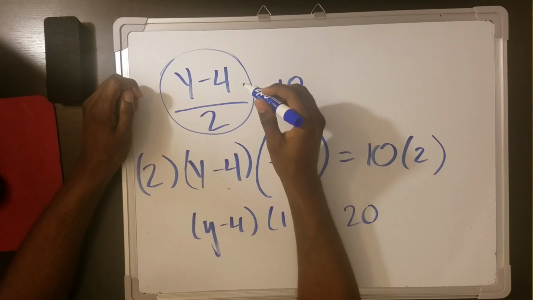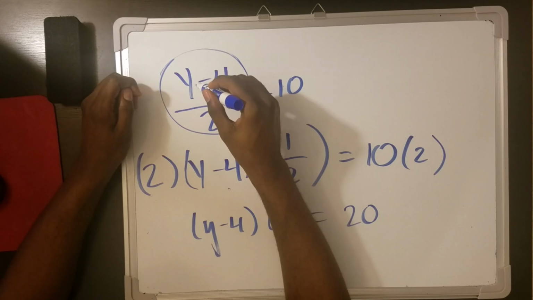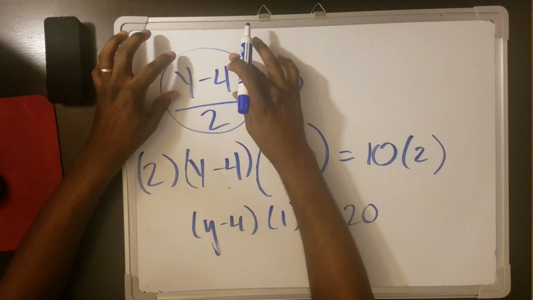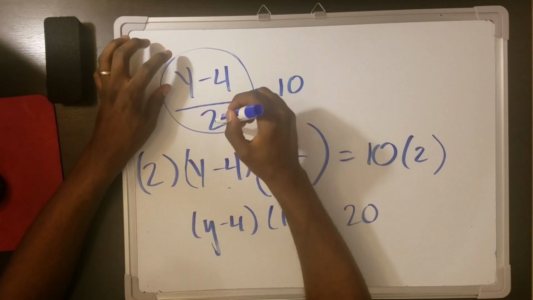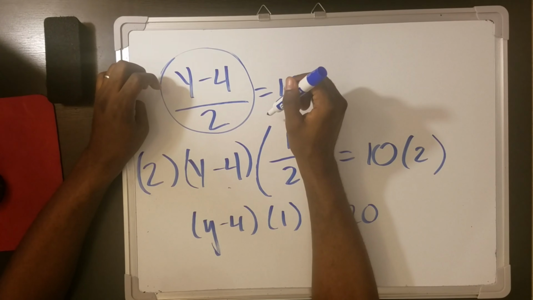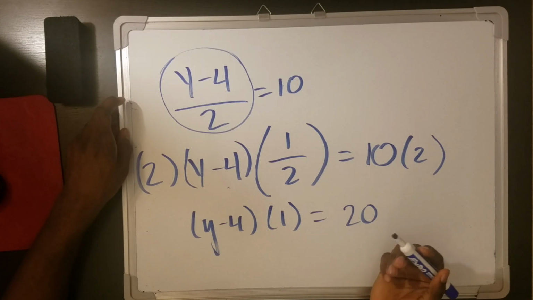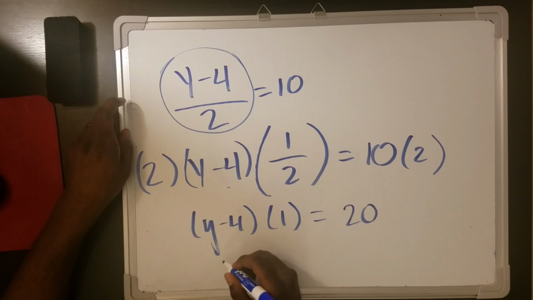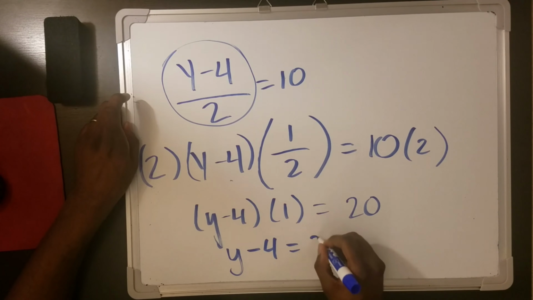If you can remember the rule that if there's any addition or subtraction with our letter over another number, then we have to hold on to our top part, our numerator, and then remove the denominator. So now we have y minus 4 times 1, and anything times 1 is itself, equals 20. So we can rewrite this as y minus 4 equals 20.